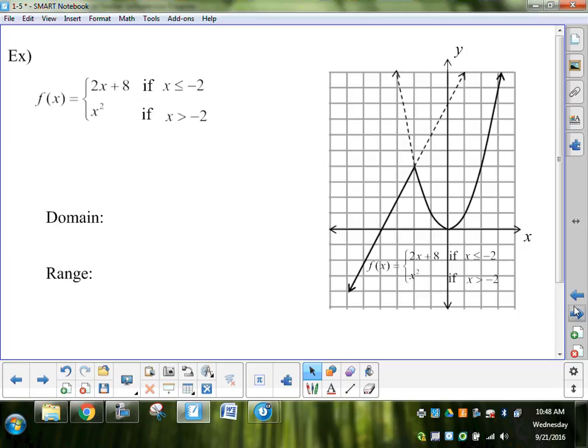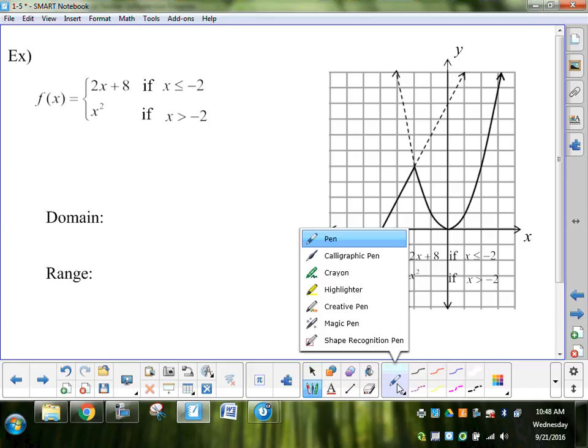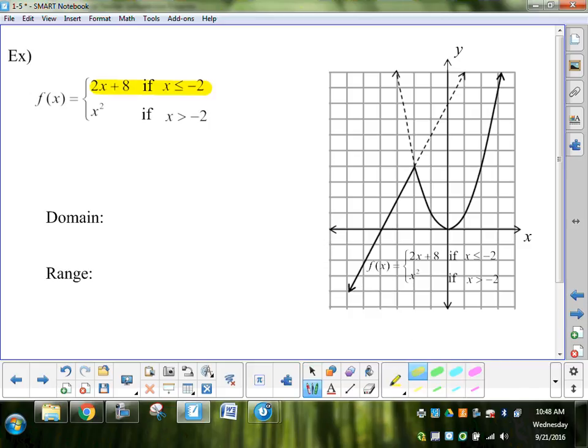Here's one that we look at. Now, take a look at this first example. Here's our f of x piecewise function.